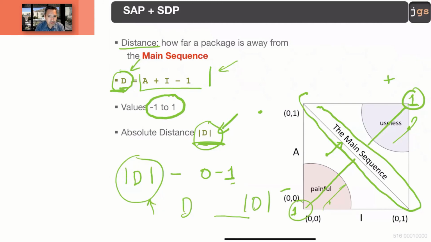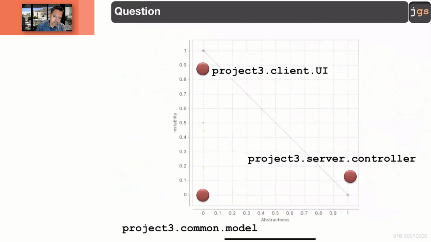Good. Okay, distance. Your project. You can imagine that something you can do in your project is put your classes or your packages in a diagram, something like this. I am showing you this project from another class, and what we have is one package here, one package here, there is a package here, another one here, another one here, and this one here.